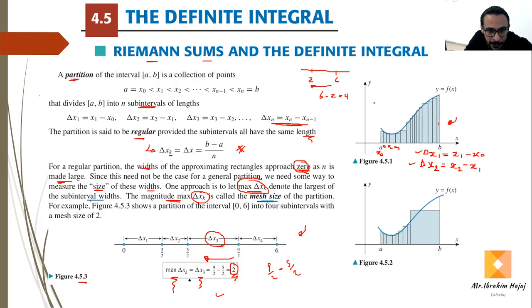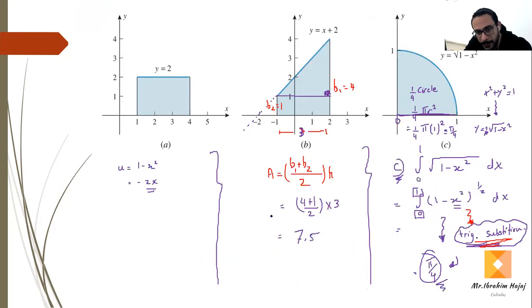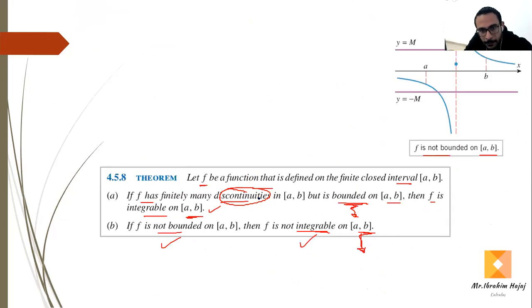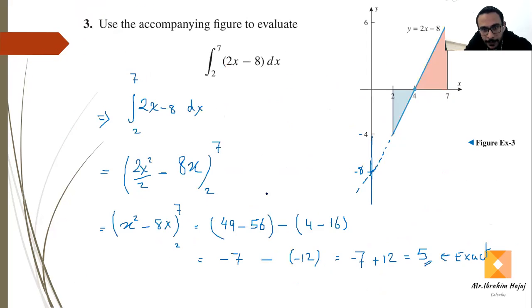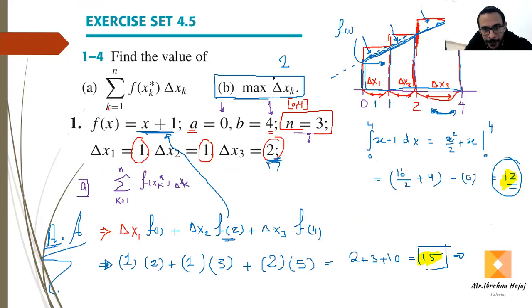Example: in this figure below, you see a partition of 0 to 6 divided into 4 subintervals with a mesh size of 2, which is the largest delta x. So on this question it will be 2. Here, B is 2, which is max delta x sub k, the largest delta x, which here between 2 and 4 is 2.